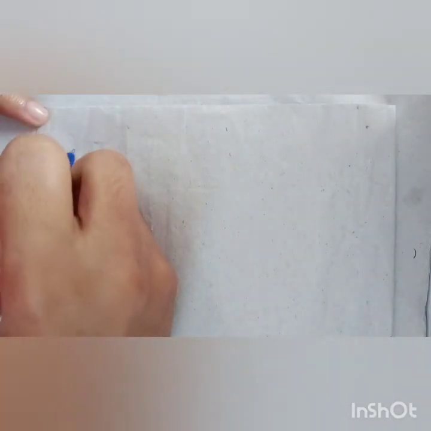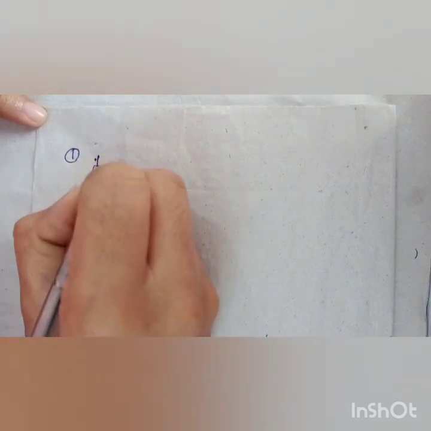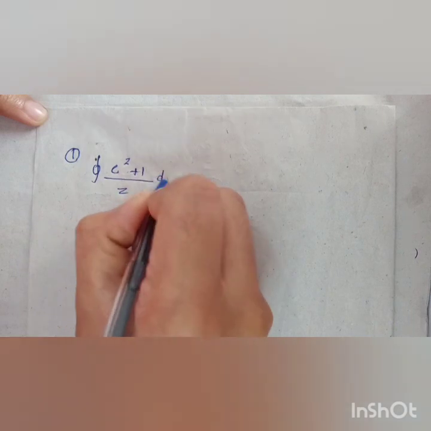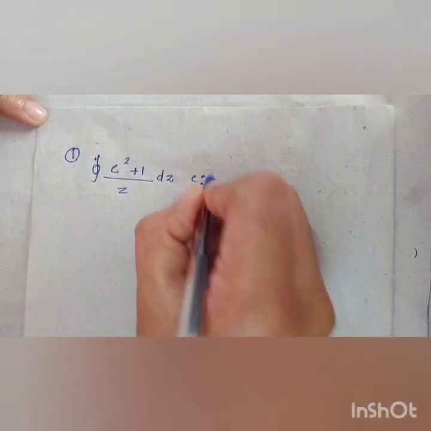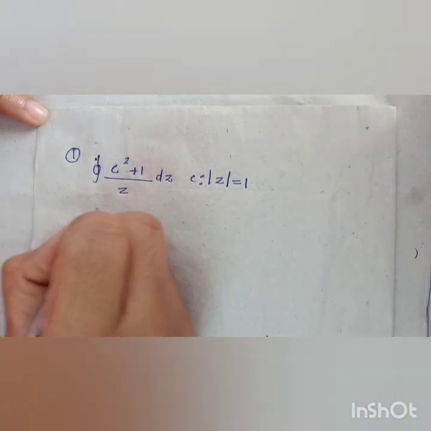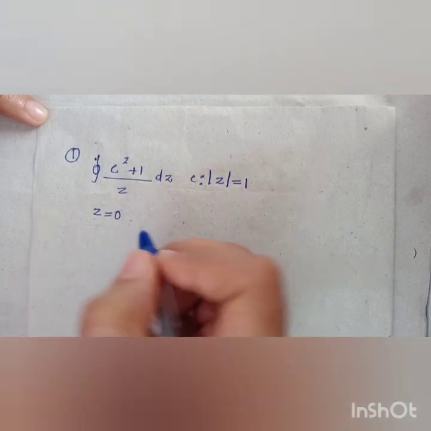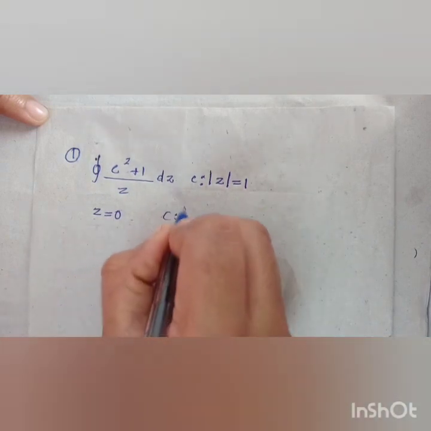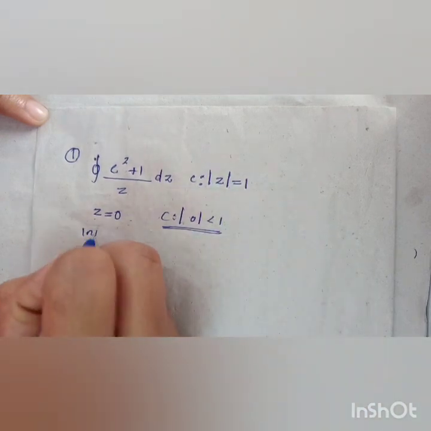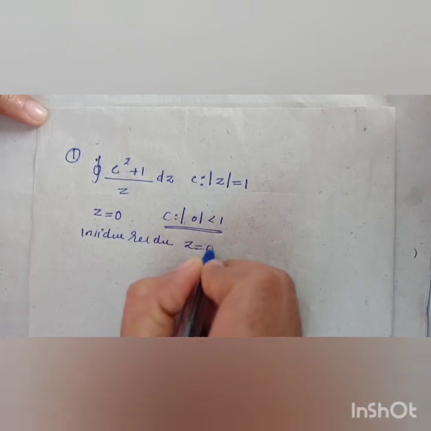So we are going to the first problem of contour integration. Consider the function e raised to z plus 1 divided by z, dz. The contour is given by C such that |z| is equal to 1. So we know that the singular point is 0, by equating the denominator to 0. So z is equal to 0, which is less than 1, so it is inside. So find the residue at z is equal to 0.